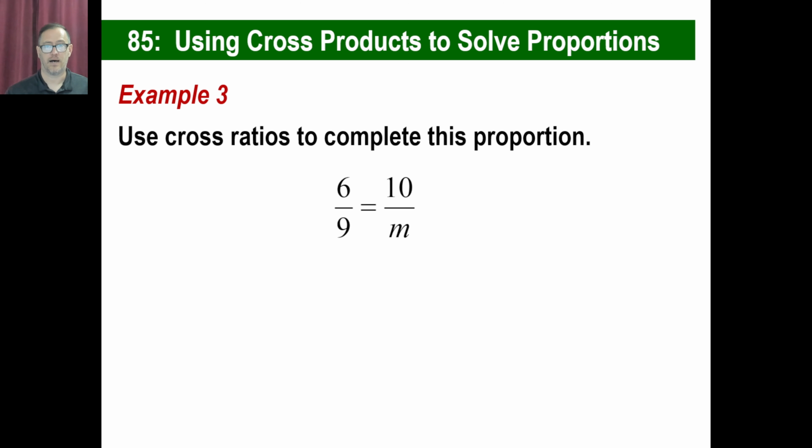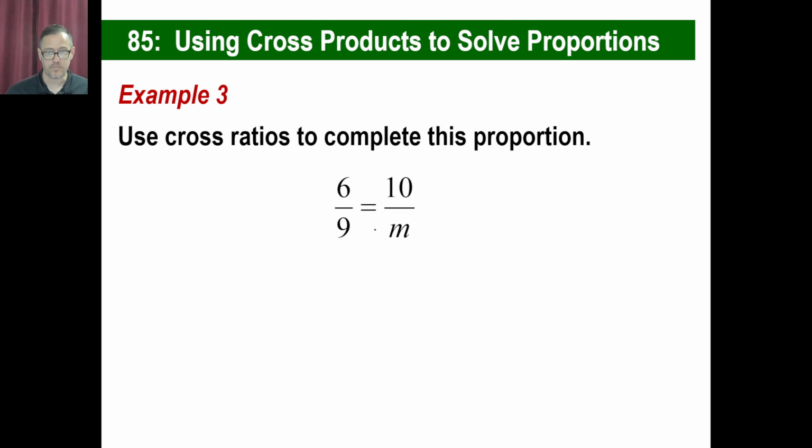Okay, this is getting weird here. What's that M thing in there? Okay, in algebra that's called a variable. A variable, because letters like M and A and X can mean different things, based on the problem that they're in. Complete this proportion. In other words, we're trying to find out 6 to 9 is the same thing as 10 to whatever number that's going to be.